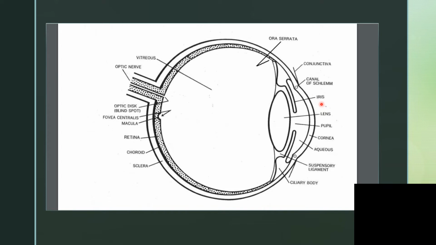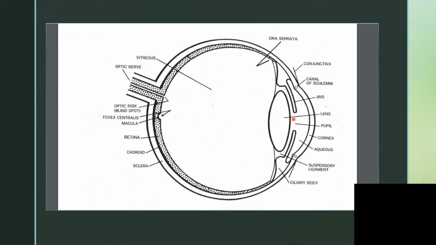Then we have the lens here. It is a resilient, transparent structure that focuses light by changing its curvature. So the lens will get fatter when we focus at near. It is the secondary refraction. The cornea is the primary refraction, and then the lens is the secondary.